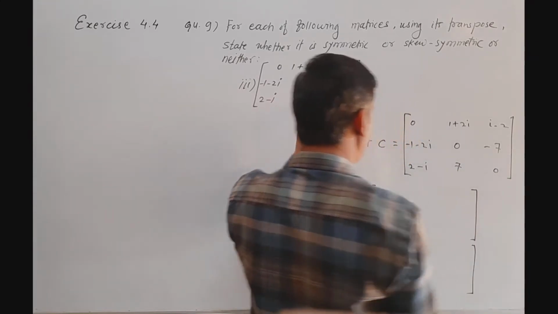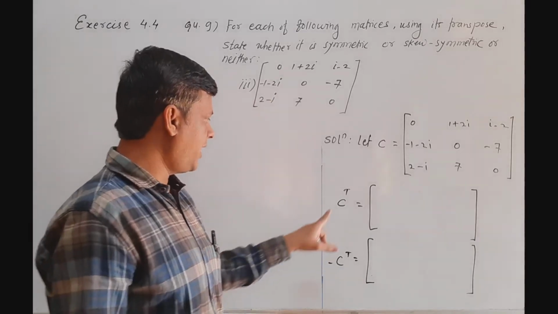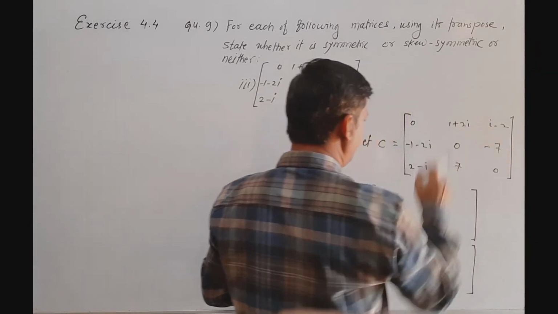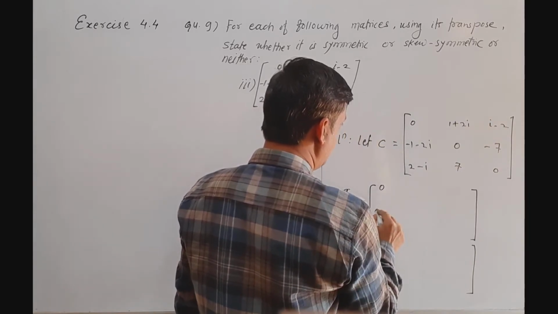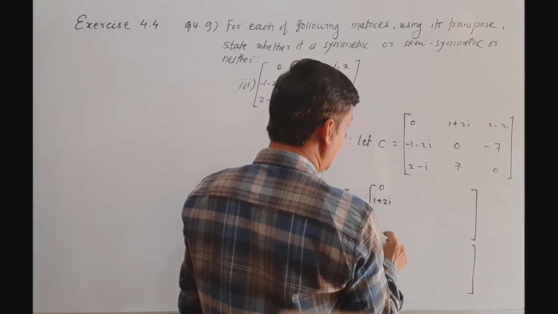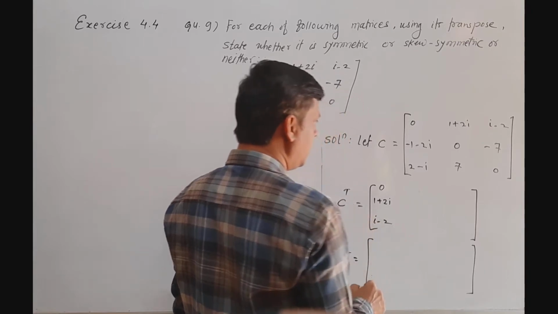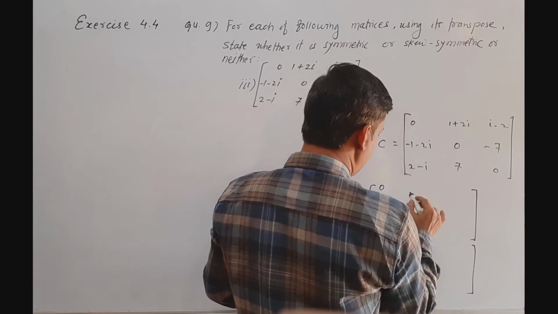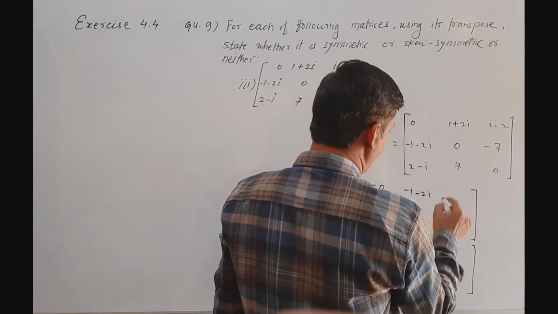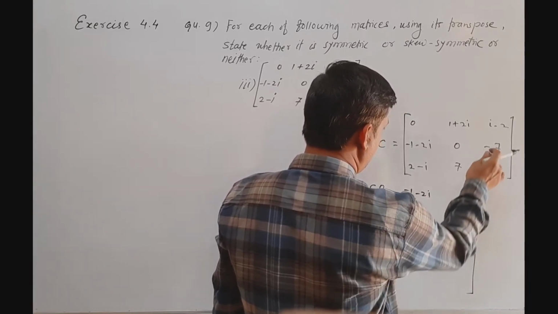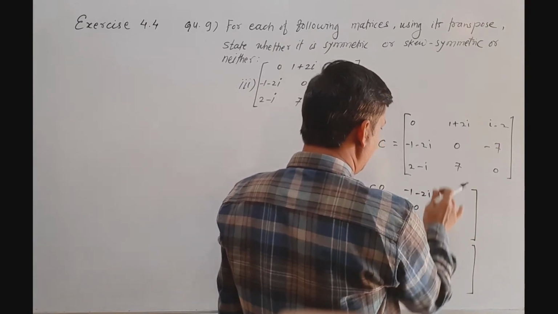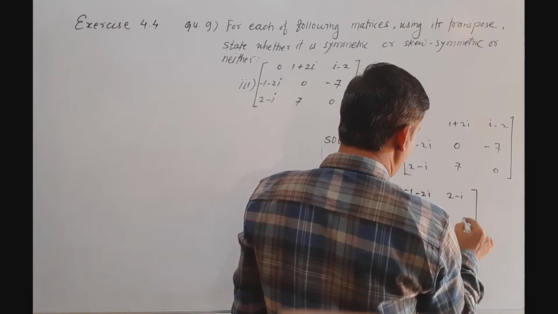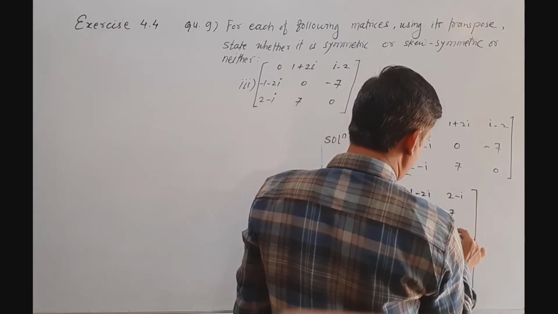First we find the transpose of this matrix C. So we write here C transpose equals to, write elements of first row in first column. So write here 0, 1 plus 2i, i minus 2. Then elements of second row in second column. So write minus 1 minus 2i, 0, minus 7. Then elements of third row in third column. So write here 2 minus i, 7, 0.